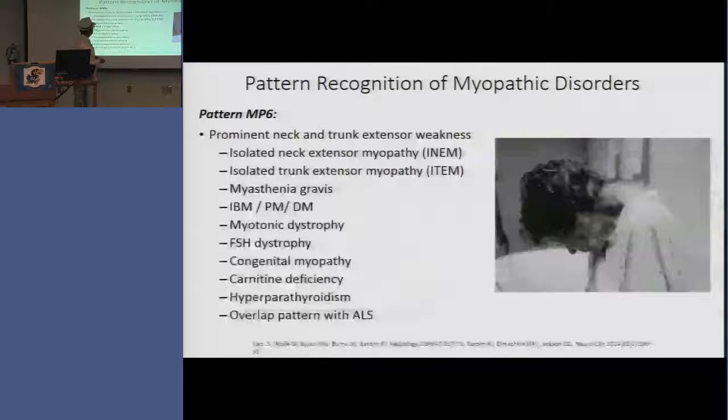Pattern 6 is the prominent neck and trunk extensor weakness pattern. You can see on the left this elderly lady with head drop. She has isolated neck extensor myopathy, or INM. This can also happen in the trunk. I think this is the most common cause of pattern 6. Myasthenia gravis can do this as well and present with head drop, and some of the other myopathic disorders as well, but INM is the most common.